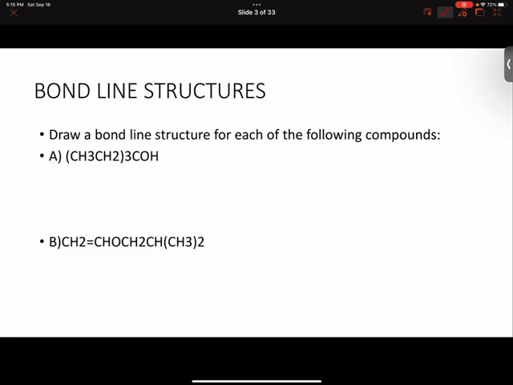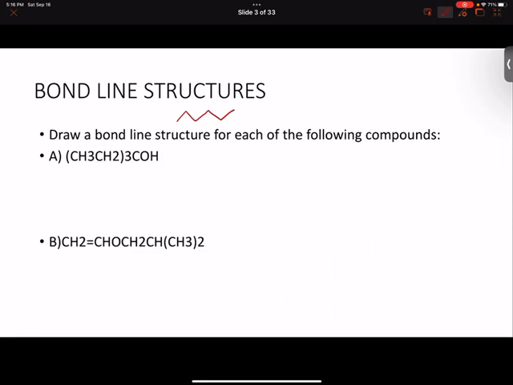Now we can draw some bond line structures. Draw a bond line structure for each of the following compounds. We have CH3, CH2 3, COH. Okay, perfect. So bond line structures are normally these ones down here, the line angle ones. What I normally do is I draw them in Lewis and then afterwards I translate it. I would recommend that just because it's gonna let you know that you're correct. But if it's much easier for you to just do it in bond line, then you can do that. But I normally do the Lewis structure first and then I translate it to a bond line.